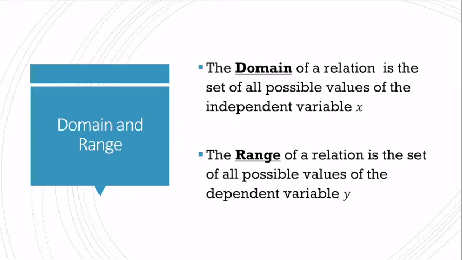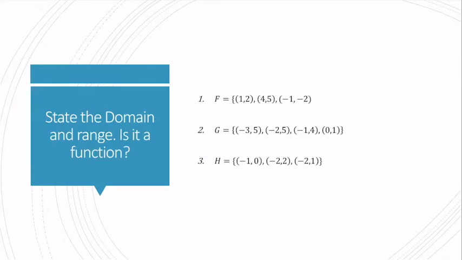So friendly reminder that the domain is all possible values of our independent variable x, and our range is all possible values of our dependent variable y. So we've got our domain and our range. So let's state the domain and the range of each of these relations. We don't know if they're functions, and determine whether or not they're a function.